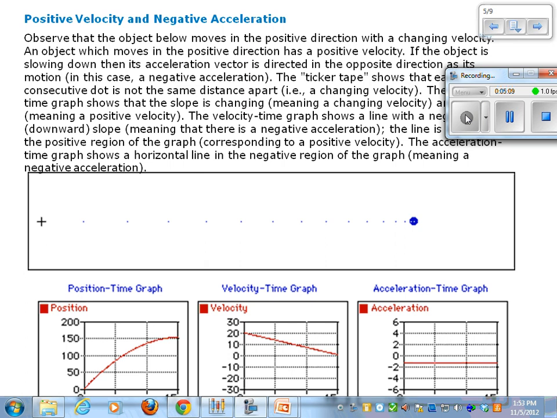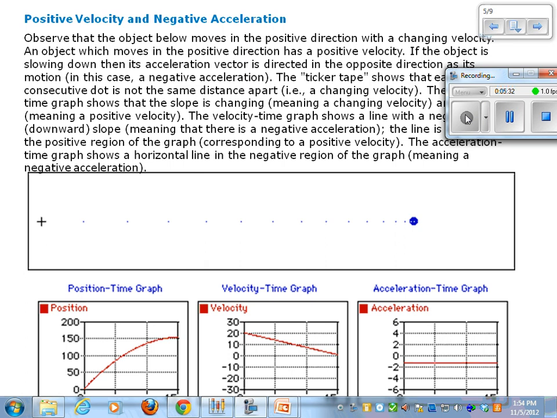Pretty sure. Let me double check. Negative velocity, negative acceleration. Write it on the back. Negative velocity, negative acceleration. So what does that mean? Negative velocity means moving to the left. Negative acceleration means accelerating to the left. So this guy's going to be speeding up to the left.